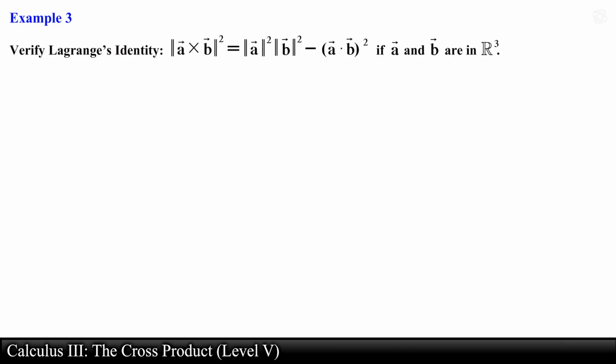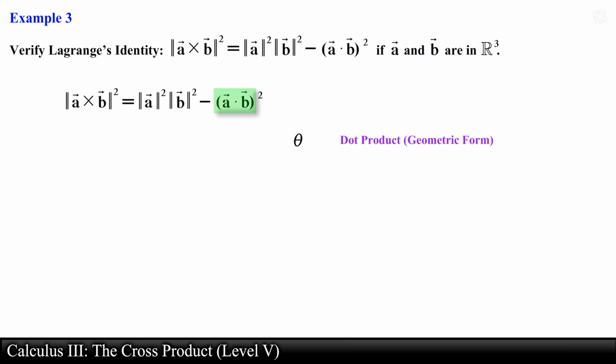Verify Lagrange's identity if vector A and vector B are in R cubed. Alright, we will let theta be the angle formed between vector A and vector B. Then, the dot product on the right side of the identity can be written as the magnitude of vector A times the magnitude of vector B times cosine of theta. This is essentially the geometric definition of the dot product.